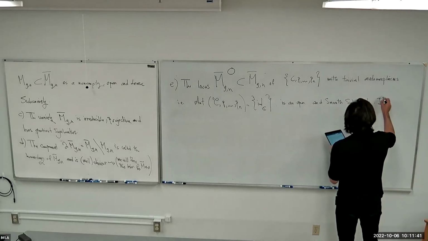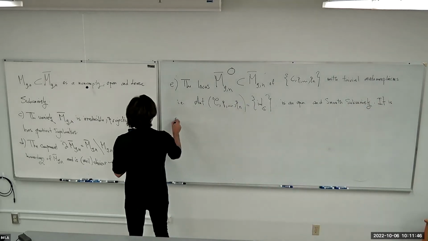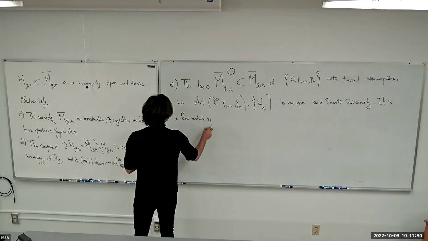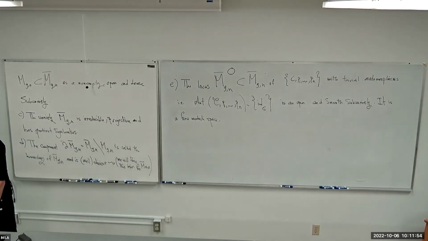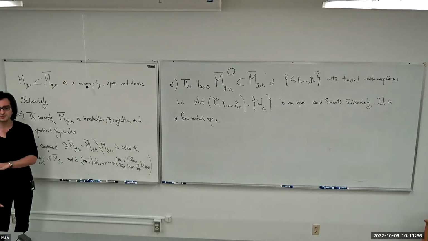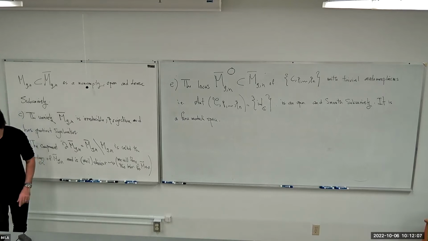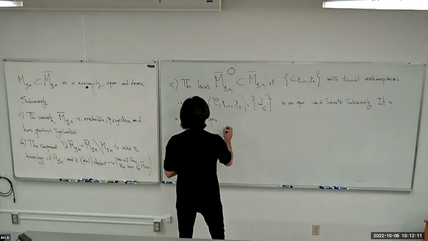It is a fine moduli space. Fine moduli space really is the meaning of this thing. Fine moduli space means automorphisms are trivial. Not only are they finite, but that finite group is the group with one element, and that element is the identity.